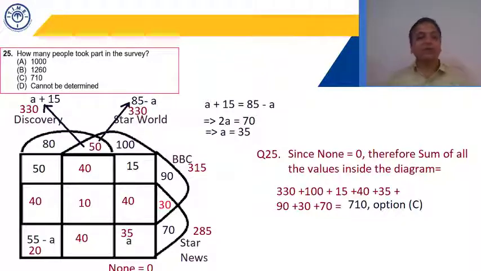Discovery we already know is 330. So we add 330 as Discovery. Then inside Star World but outside Discovery there are 4 values: 100, 15, 40 and 35. We add those. Plus the remaining values of BBC and Star News, 90, 30 and 70. So it adds up to 710. Since none equals 0, we can safely say 710 people took part in the survey.